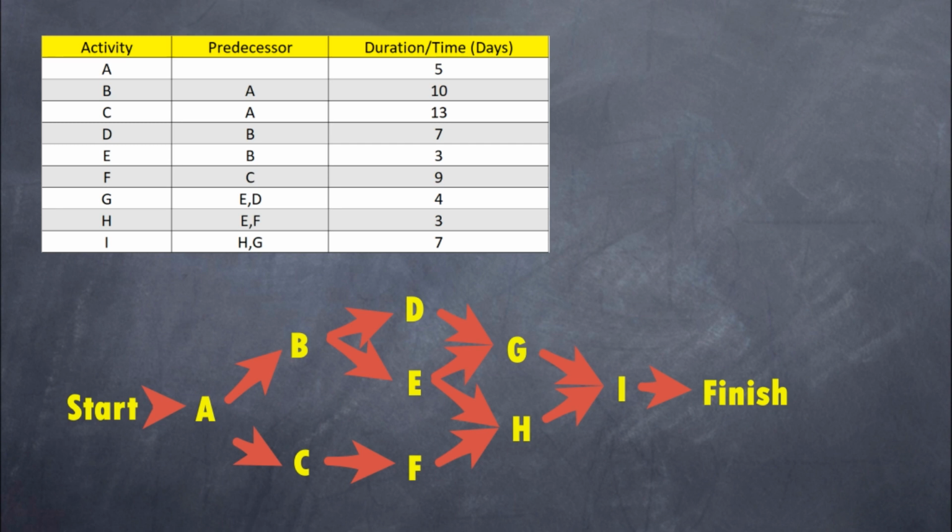H needs E and F, I needs H and G. Since I has no successor, it will go to finish. So here is the network with the activity nodes displaying the letters and times. So let's do the forward pass.